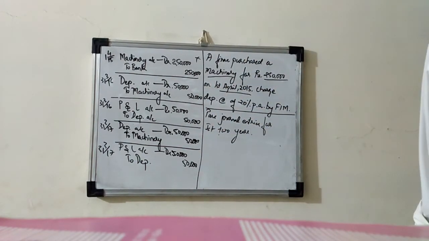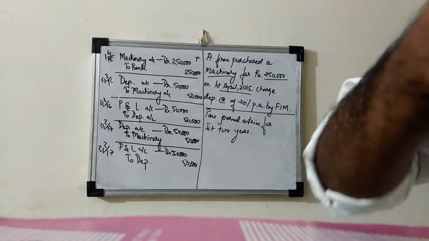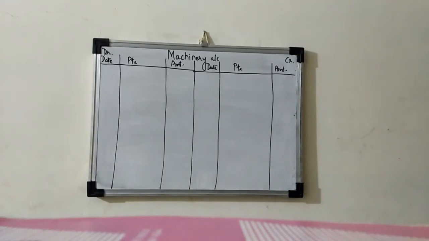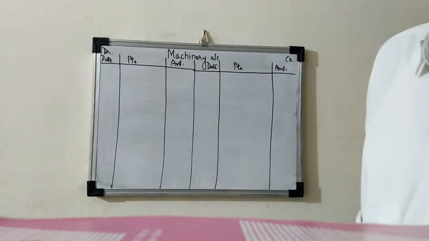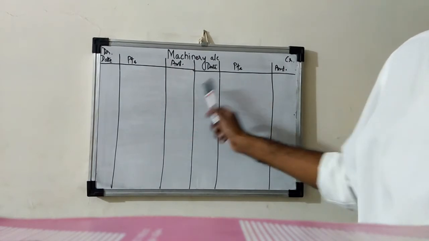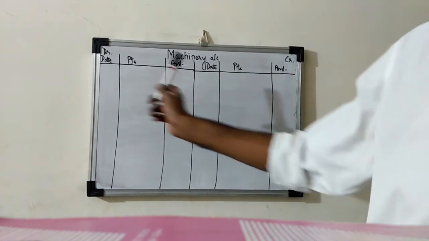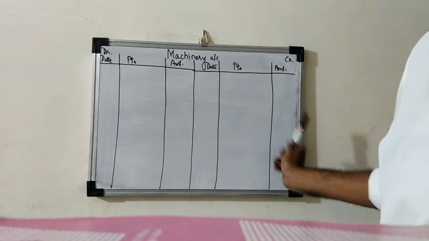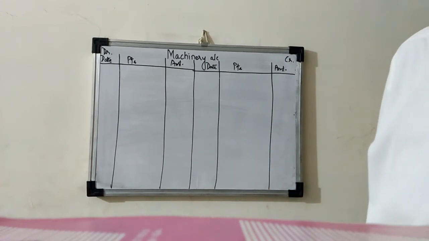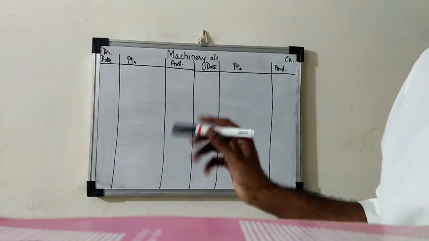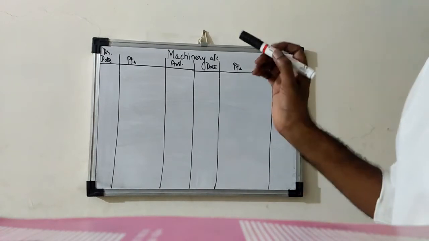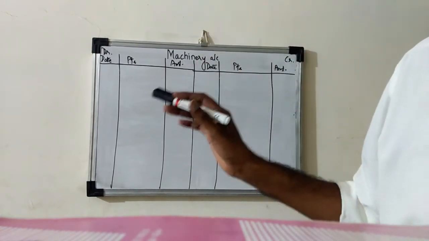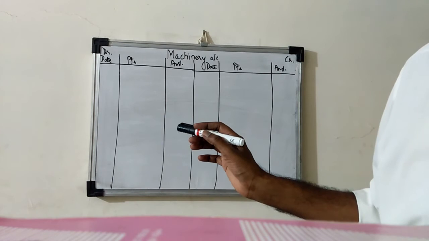Now we are going to prepare the ledger of machinery account. Format is same: date, particulars, amount, date, particulars, amount. Left hand side is debit side and right hand side is credit side. Our first entry was machinery to bank. Preparing a ledger from the journal entry can be easy. First entry will be machinery to bank for purchasing of machinery.